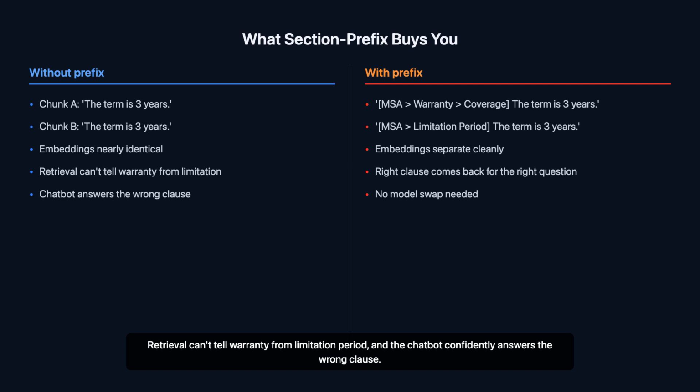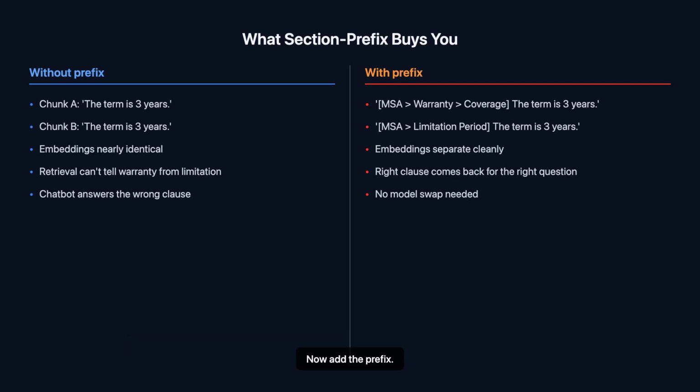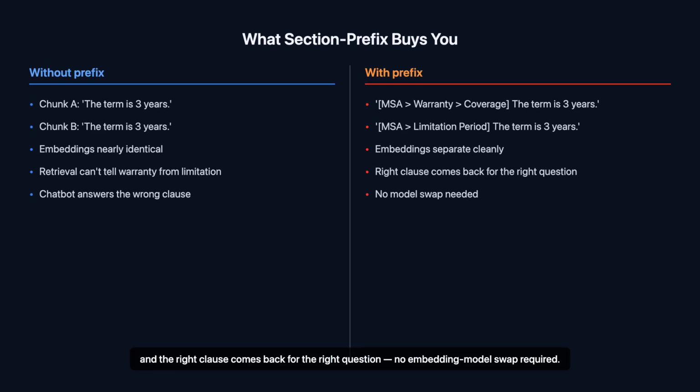Now add the prefix. The first chunk becomes "MSA, warranty, coverage. The term is 3 years." The second becomes "MSA, limitation period. The term is 3 years." The embeddings now separate cleanly, and the right clause comes back for the right question. No embedding model swap required.